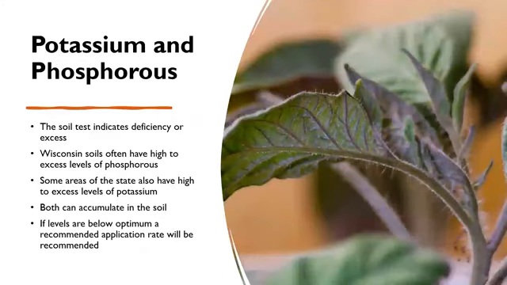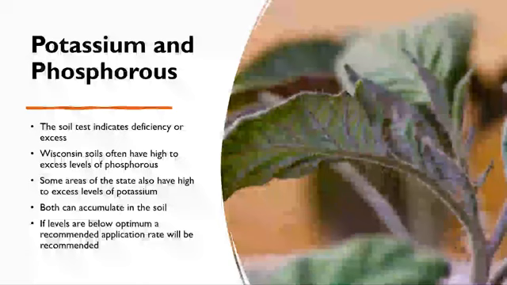Potassium, phosphorus. This is a tomato leaf with phosphorus deficiency. That's why it's all purple like that. Your soil test is going to indicate deficiency or excess. Wisconsin soils often have high to excessive levels of phosphorus already, and certain areas of the state have those high to excessive levels of potassium.